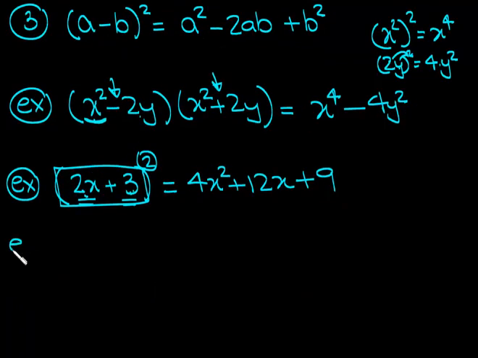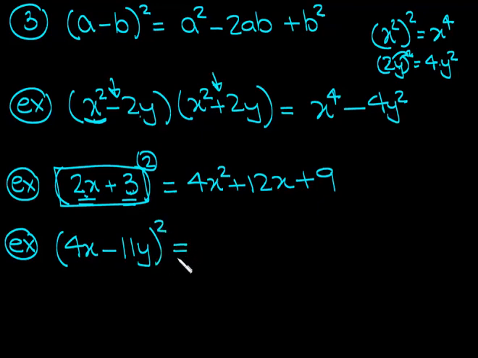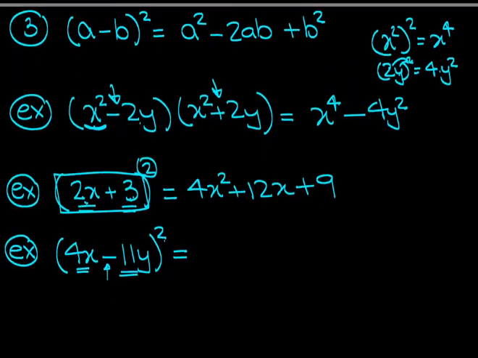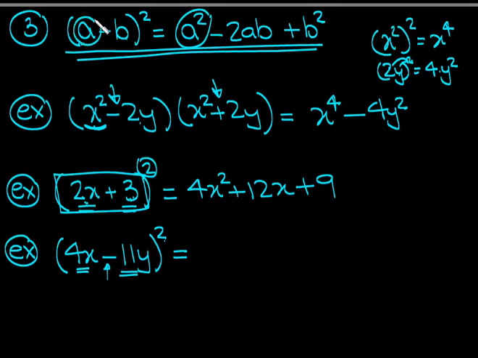Okay, let me just do 2 more examples of that. Let's say I have 4x minus 11y squared. Again, take a look at it and see what you're doing. This is a binomial since it has 2 terms, and you're squaring it with a minus in the middle this time. So according to our formula, what do we do? It's right up here. We start by squaring the first term of the binomial. This is my first term. We square that. So what is 4x squared?